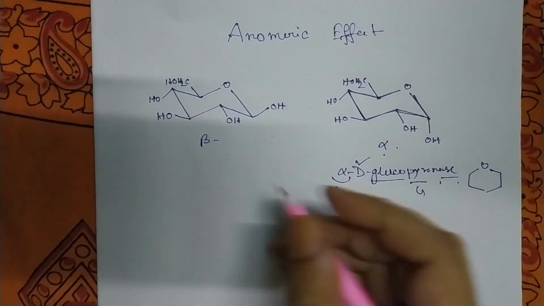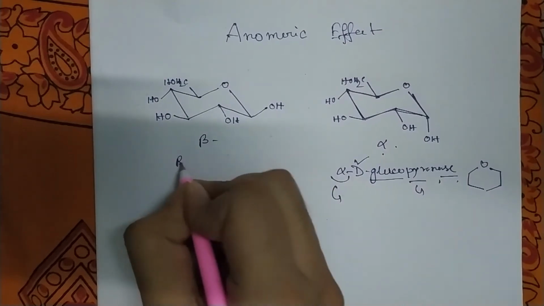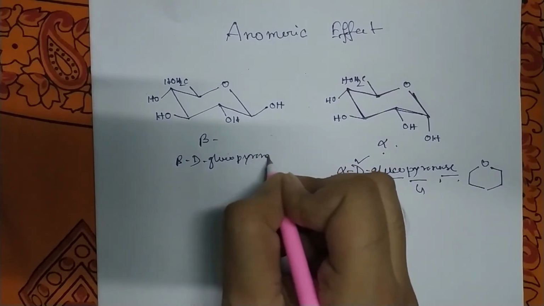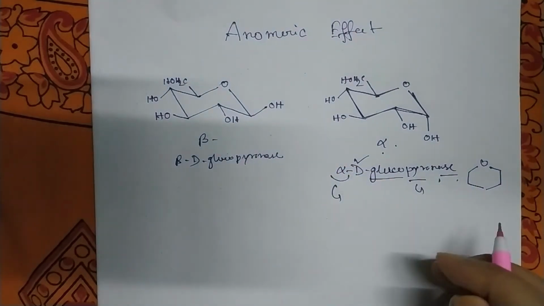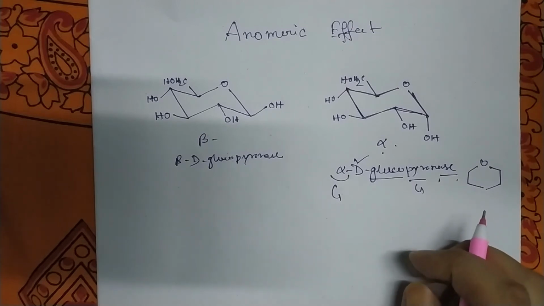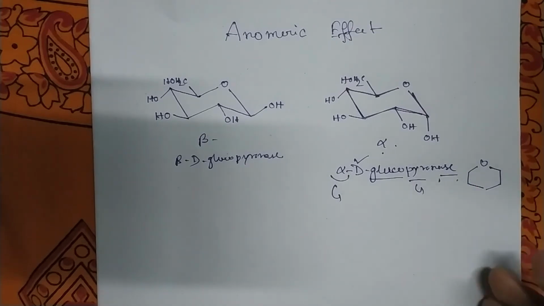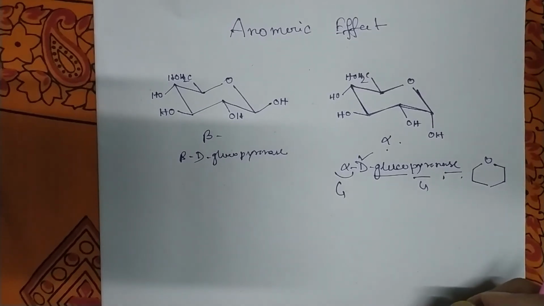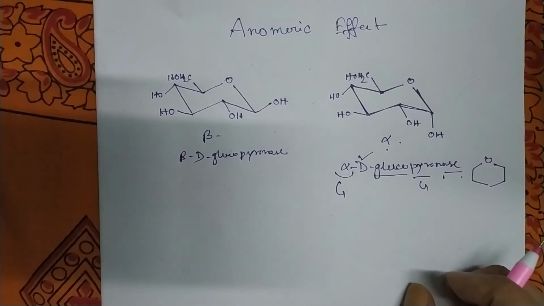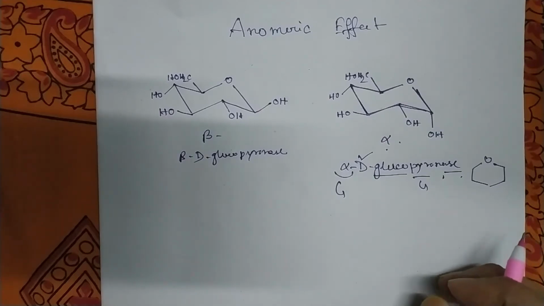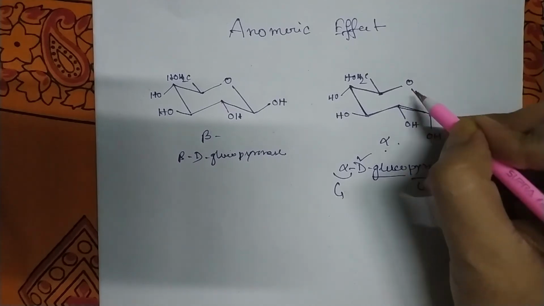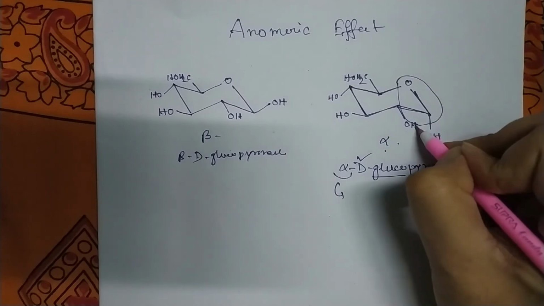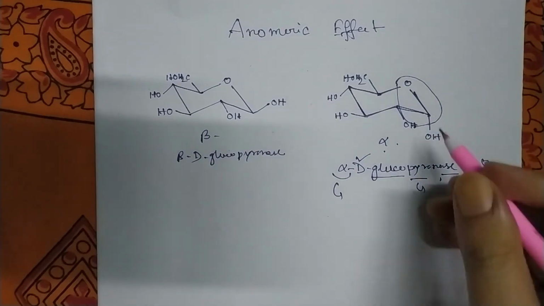Similarly, this will be beta-D-glucopyranose. Okay, so let's explain the anomeric effect: what is the reason for this tendency of the anomeric hydroxyl group to be at the axial position in spite of the 1,3-diaxial strain? Let's write the actual portion which is responsible for the anomeric effect, that is this position. So let's rewrite that particular position.